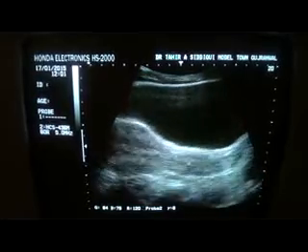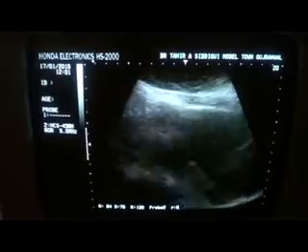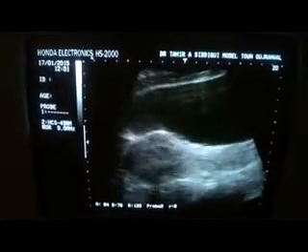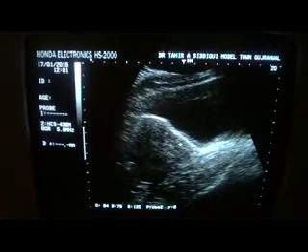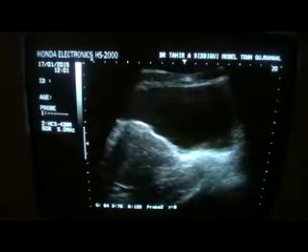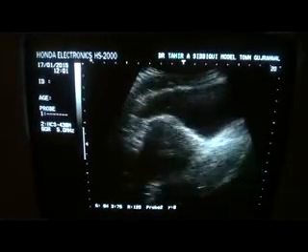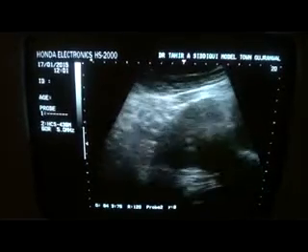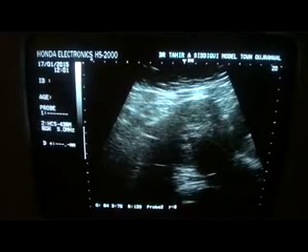Now this is a case of threatened abortion with fibroid of the uterus. Is there any other fibroid? Yes, this one. Now if you see, this is another fibroid. It is in subserosal location, anterior wall, with the largest one seen in the anterior wall. This is the largest one.